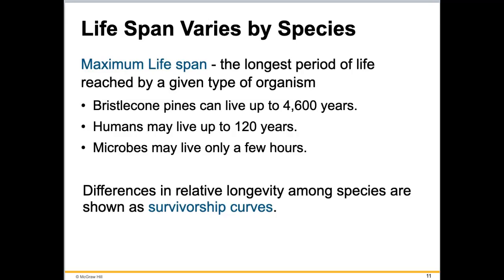We're also very interested in the lifespan of certain species. Bristlecone pines in the White Mountains, just east of Mammoth, we know through research can live thousands of years. Most humans don't live to be 120 years, but that seems to be kind of the upper limit of how long they can last. And this all relates itself to survivorship curves.